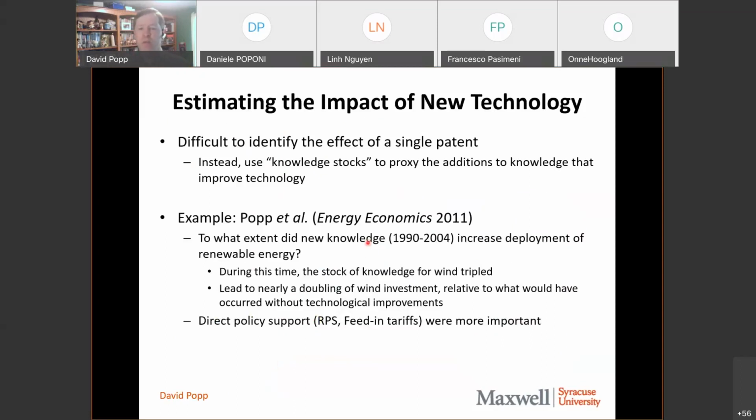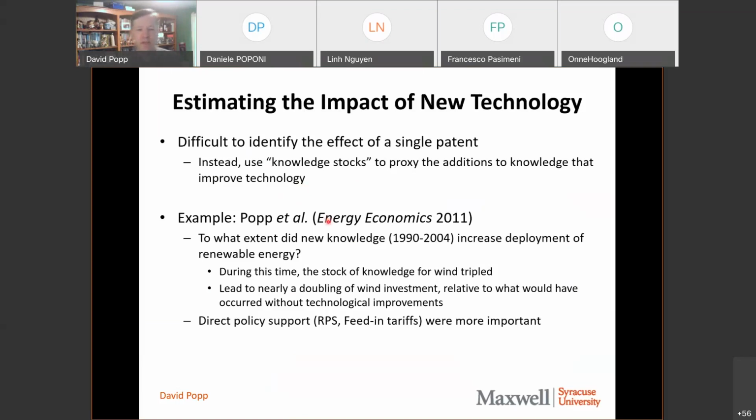One way that we can work with patents to figure out the effects on technology is, instead of trying to identify the effect of a single patent, use what I call knowledge stocks. Right, so that's the accumulated patents, to proxy the additions to knowledge that improve technology. Much in the same way that we can accumulate firm investment to get measures of the investment in physical capital infrastructure, we could do the same thing with patent data.